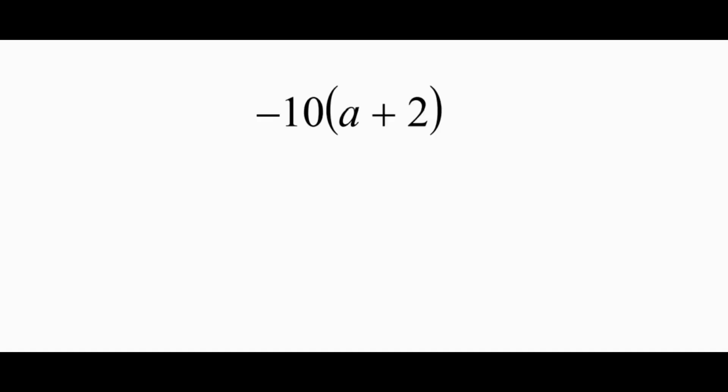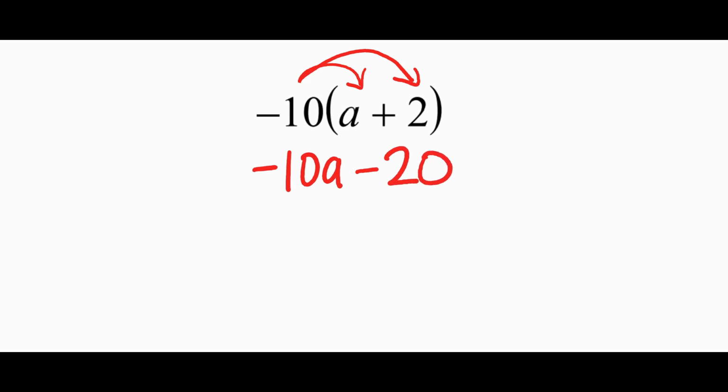Negative 10 times a plus 2 is in parentheses. Remember, if there's a number outside of the parentheses, you're going to distribute it, which means you're going to multiply it to both of the terms inside the parentheses. So we'll get negative 10 times a is negative 10a, and then a negative 10 times a positive 2 is negative 20. And we cannot combine those because they're not like terms, so that is your final answer after it's simplified.